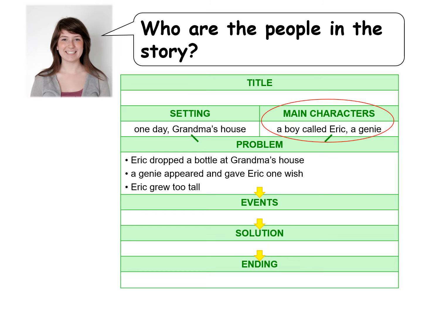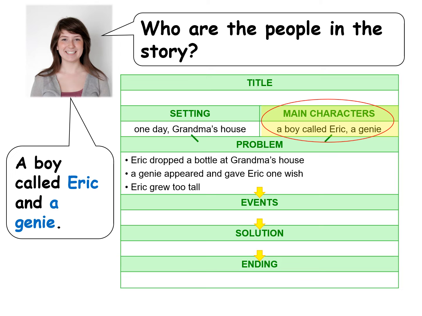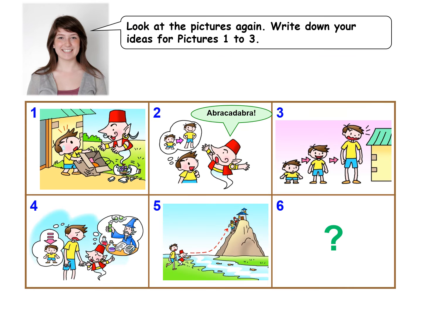Who are the people in the story? Main characters: a boy called Eric, a genie. Look at the pictures again. Write down your ideas for pictures 1 to 3.